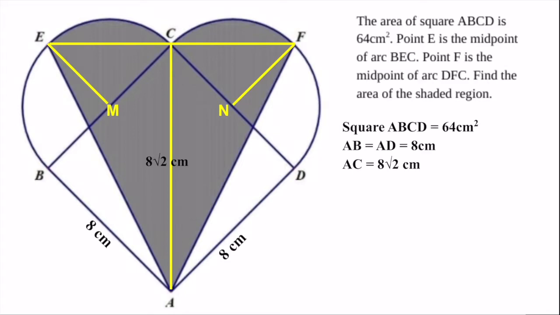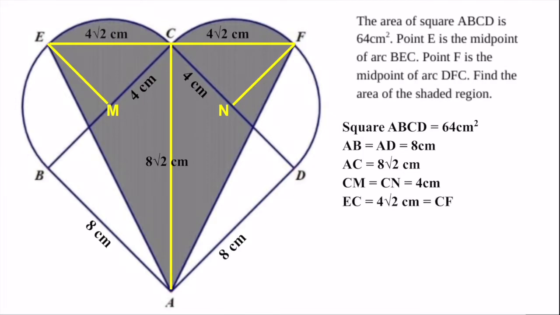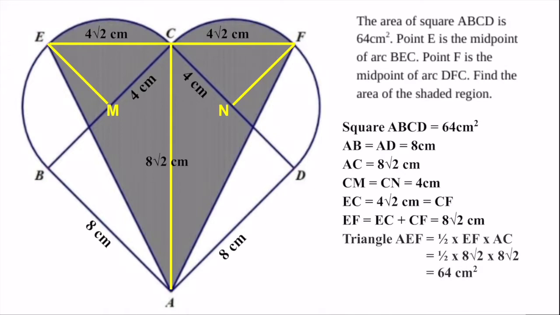Now let's try to figure out the length of the base, which is EF. Notice that CM equals CN equals 4 centimeters. EC is root 2 times CM, which is 4 root 2. That is also the length of CF. EF is the sum of EC plus CF, so the length of EF is 8 root 2 centimeters.